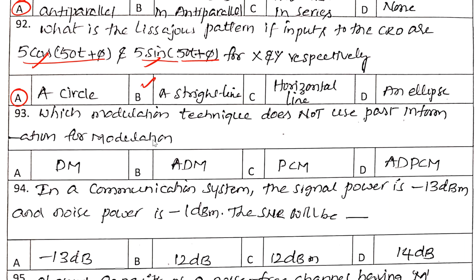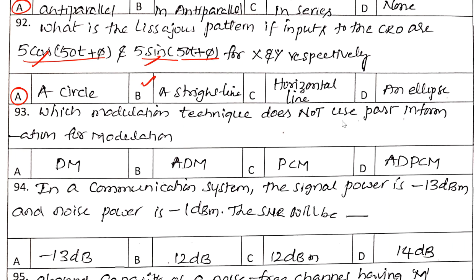Next one. Which modulation technique does not use the past information for modulation? The options are DM, ADM, PCM, ADPCM. Answer is PCM. Next one.